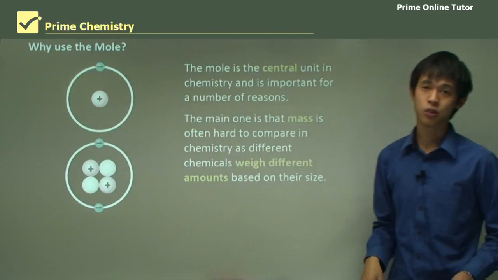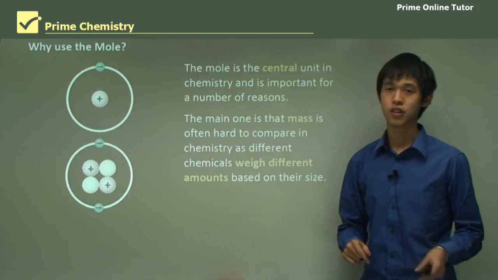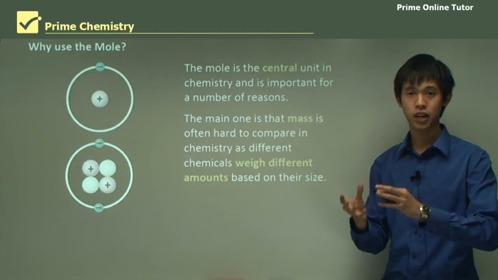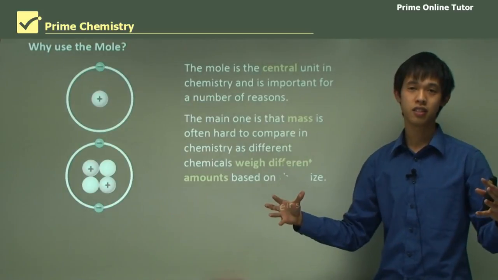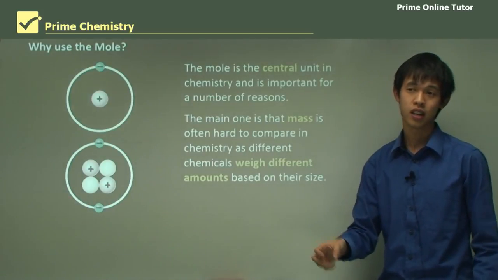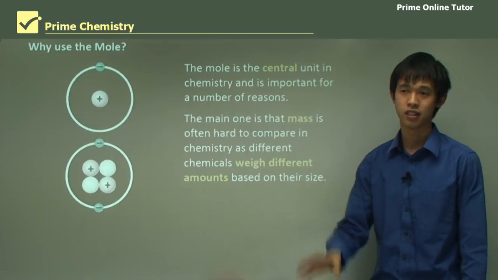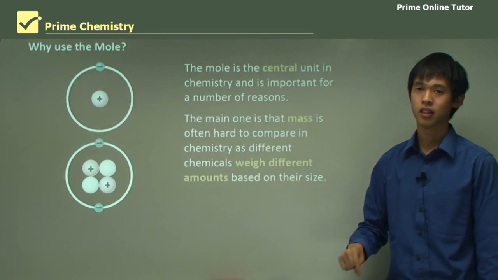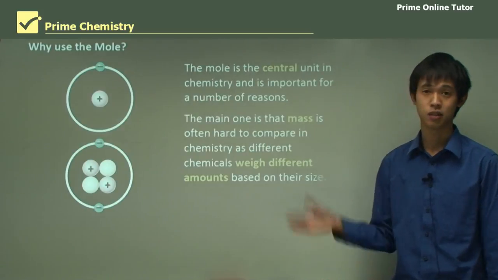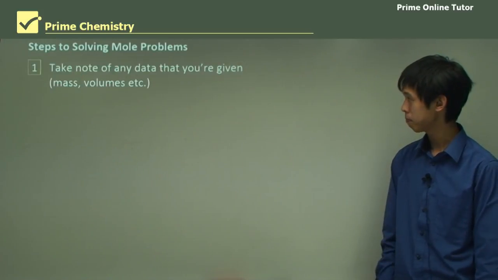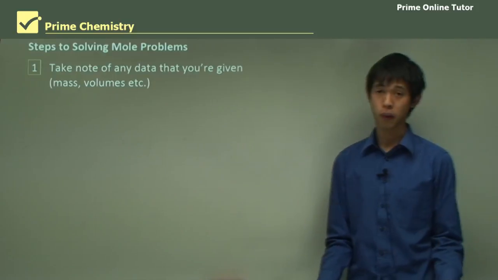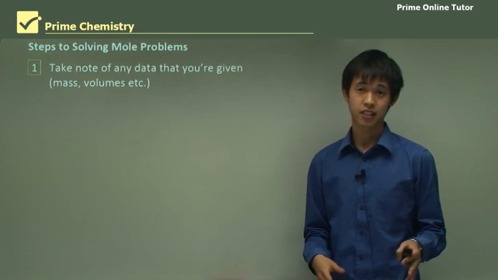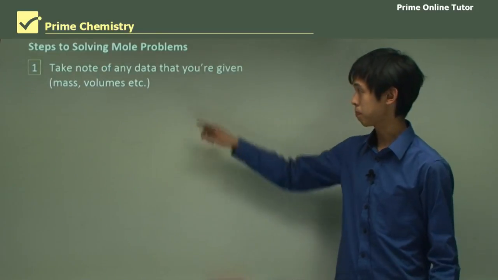So that's why mass is not often used in chemistry to relate chemicals reacting with one another, because very huge things can react with very small things. And so mass is not a great way to see which one's being more used or less used than this mole concept. So here's how we solve any mole problem. These 5 steps will basically give you the answer all the time.